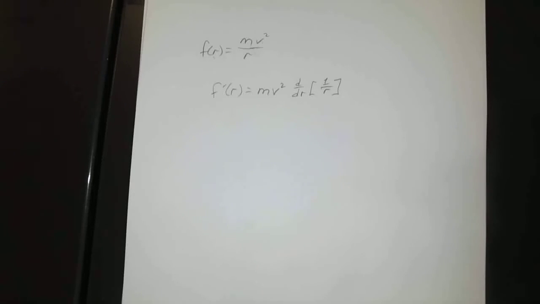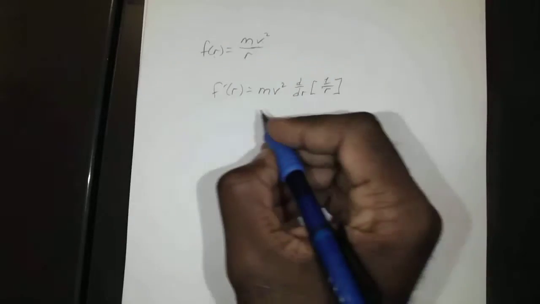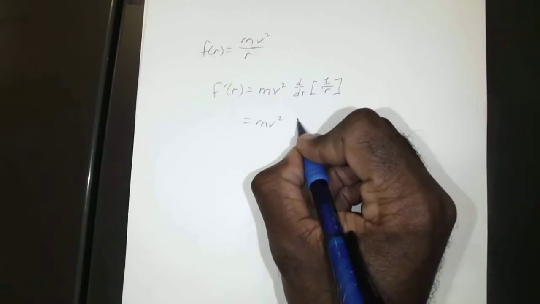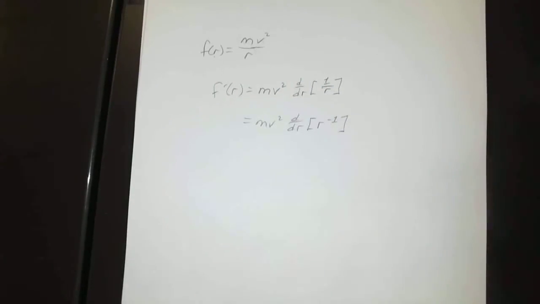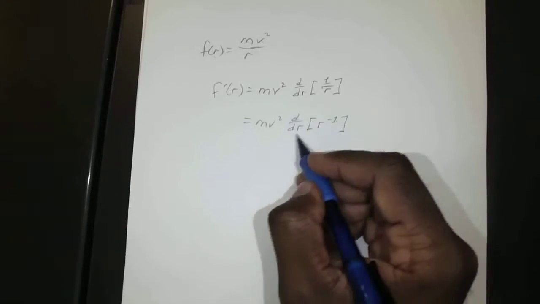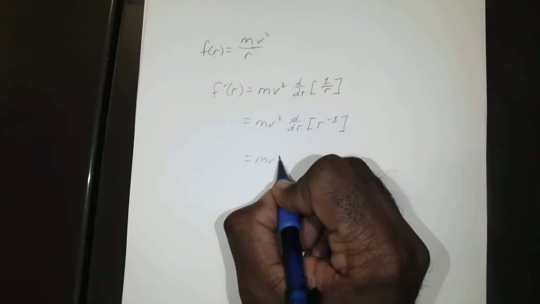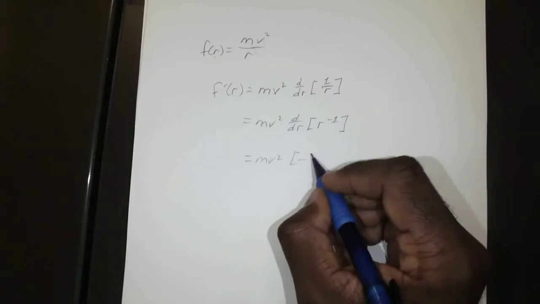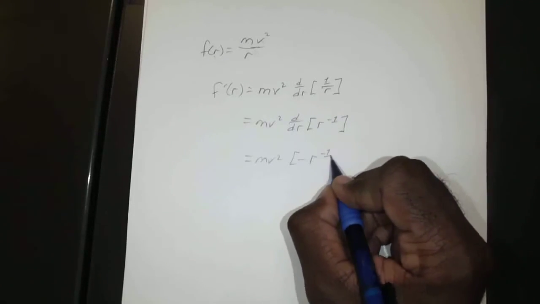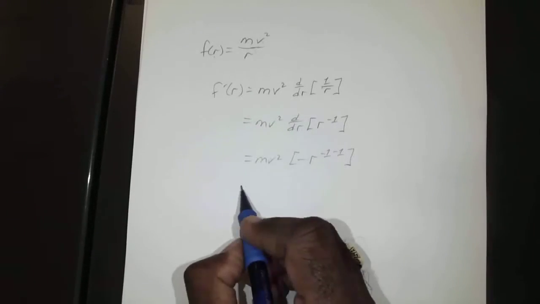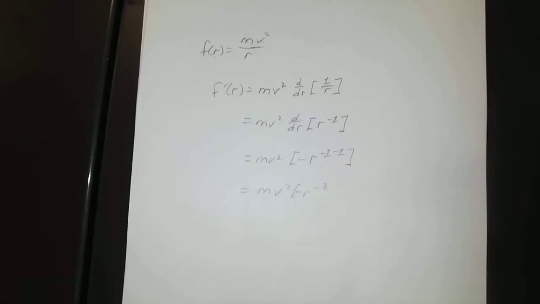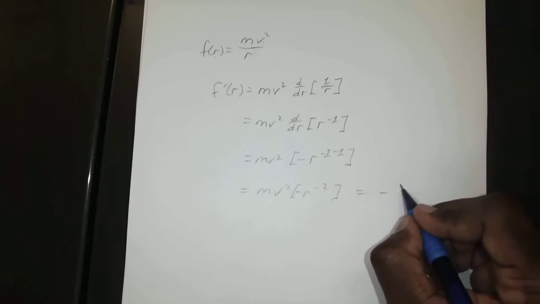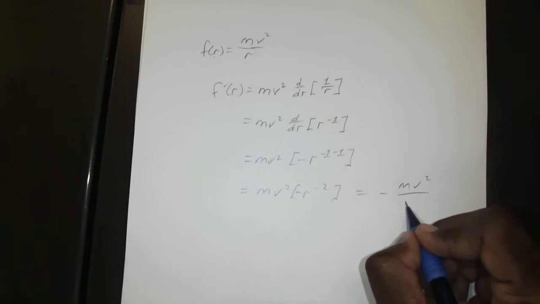Or would it? Wait, what would that be? So you have mv squared times the derivative with respect to r of r to the negative 1. Using the power rule, that just becomes negative r to the negative 1 minus 1. It'd be negative 2, which is mv squared times negative r to the negative 2. Or you can just make that negative mv squared over r squared.